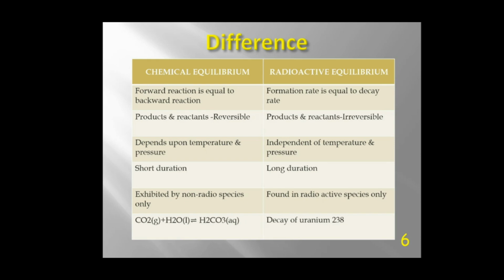In the case of radioactive equilibrium, it takes about years to attain an equilibrium state. Chemical equilibrium is exhibited in non-radioactive species, and radioactive equilibrium is found in radioactive species only. Here is an example given. For a chemical equilibrium, carbon dioxide plus water gives H2CO3, and it is reversible. And for radioactive equilibrium, the decay of uranium with mass 238 is an example.